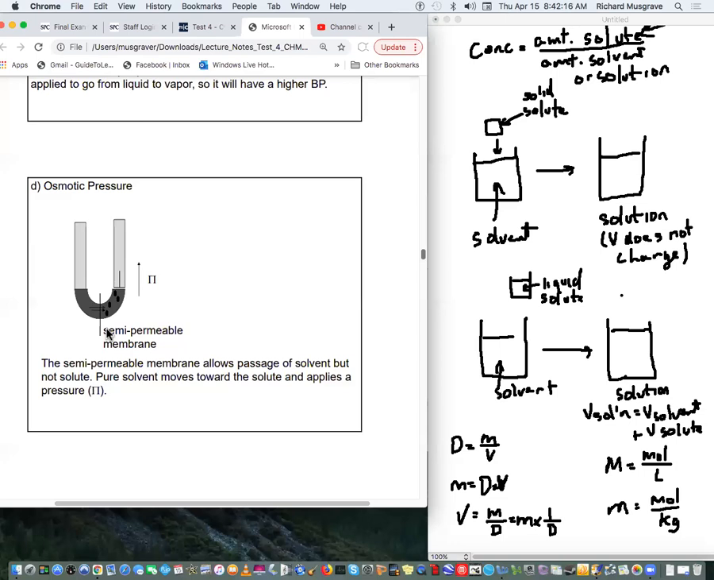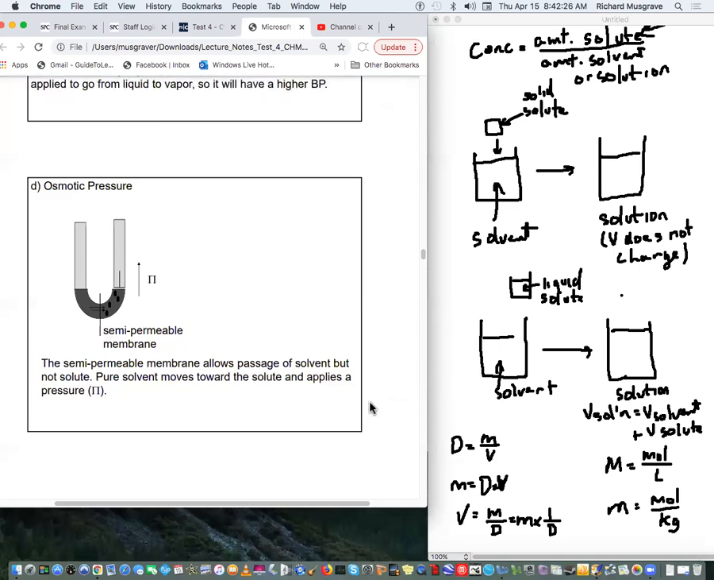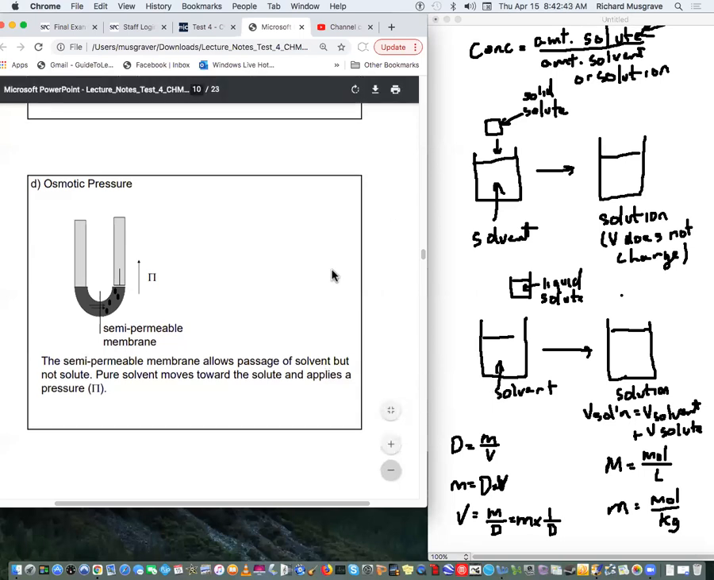Does anybody have any questions about osmotic pressure? Okay. How do you feel so far about colligative properties we talked about? Anybody have any questions? No. Looks like everybody's okay with that. Okay.